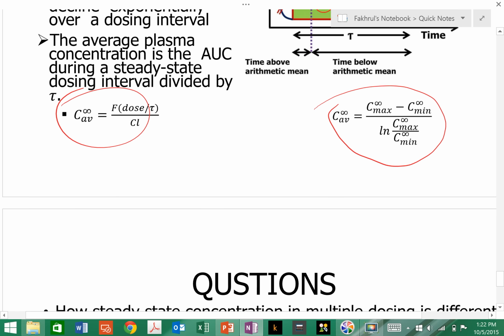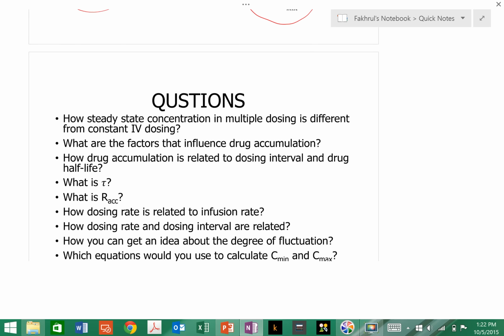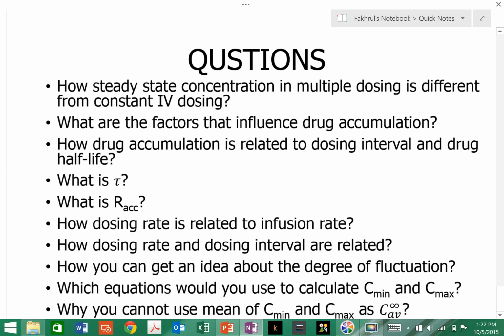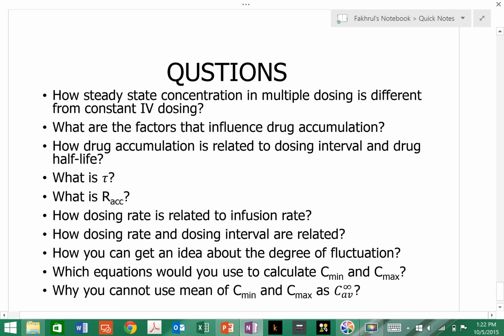And then let's go back to the questions. How is steady state concentration in multiple dosing different from constant IV infusion? Constant IV infusion, as I mentioned, is always constant, but steady state concentration in multiple dosing fluctuates between a minimum and maximum. What are the factors that influence drug accumulation? Two factors: half-life, t half, and tau, the dosing interval. So it depends on the ratio of t half divided by tau.